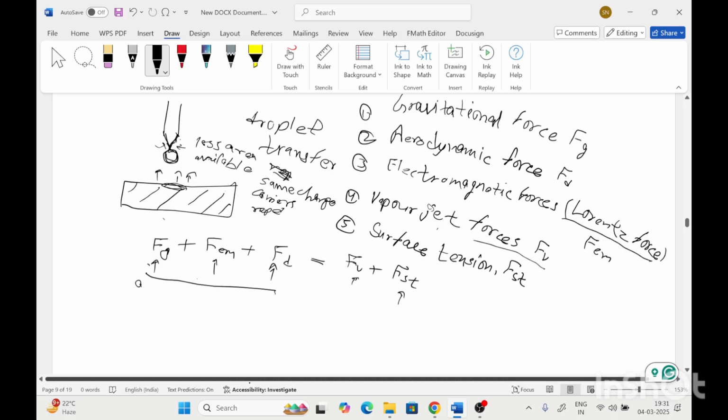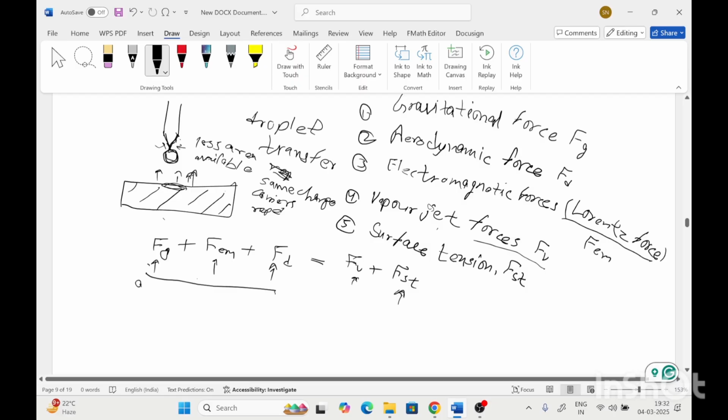So this vapor pressure is the metal vapor generated in the arc column, and it opposes the drop down of this droplet. And then the surface tension.